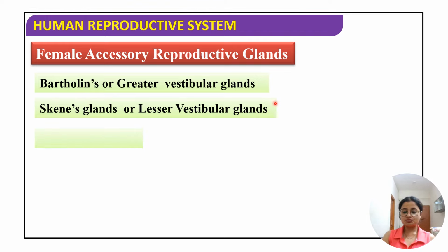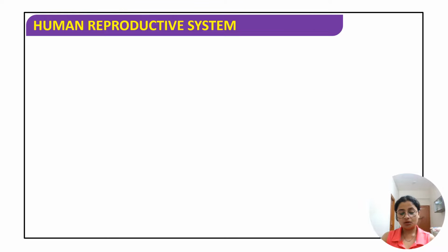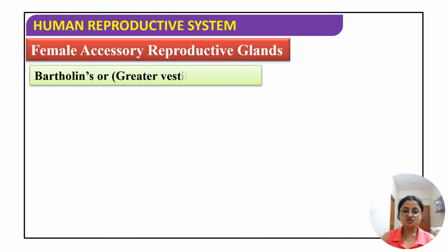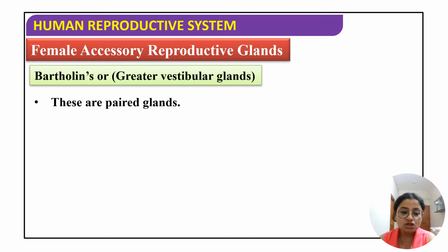Bartholin's or greater vestibular glands, Skene's glands or lesser vestibular glands, and the mammary glands. तो mammary glands को छोड़ के और भी दो accessory glands होंगे. Okay, so let's first focus on Bartholin's and the greater vestibular glands. तो ये कहाँ पे होंगे? So these are the paired glands, मतलब कि दो दो होंगे.